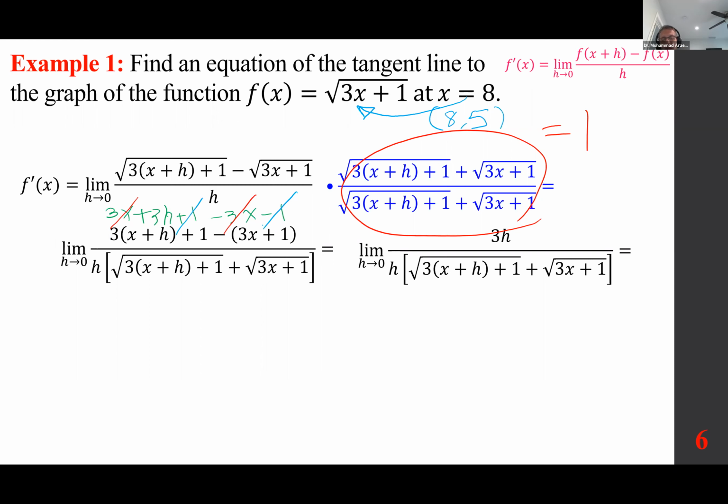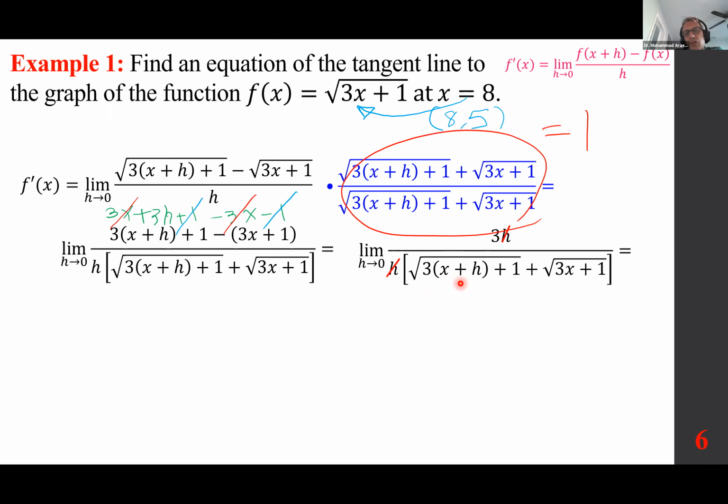And as you can see, h drops clearly. You are left with number 3 in the numerator. Okay, so let's see what happens now. We are dealing with the limit as h approaches 0 of 3 over this mess. Finally, there is nothing else we can do.